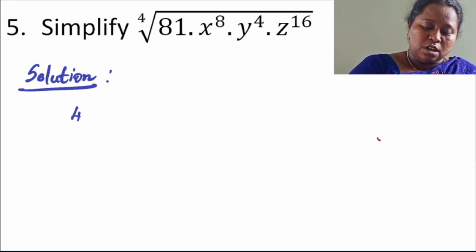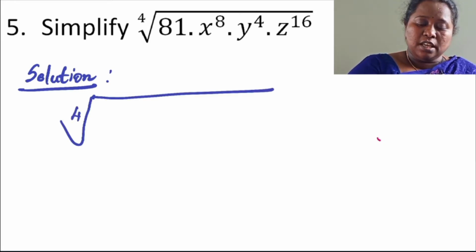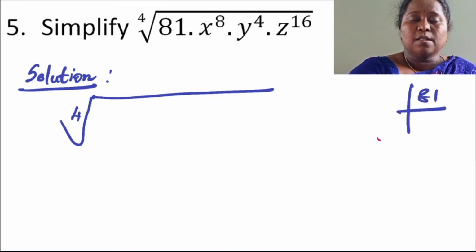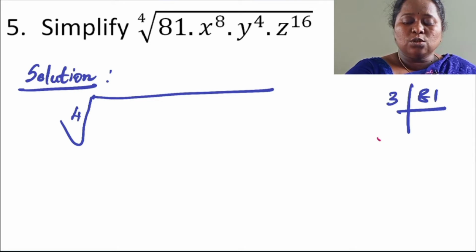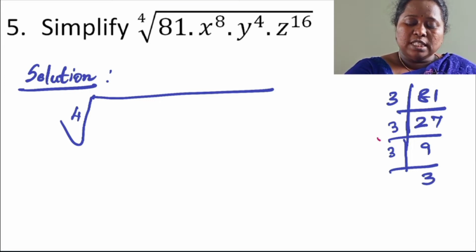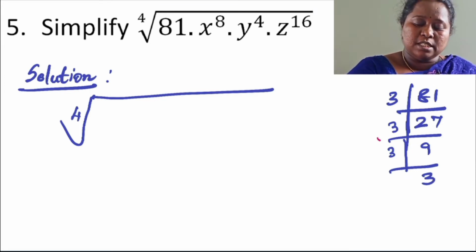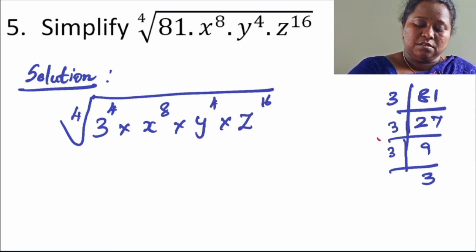Solution. The 4th root of this 81 can be expressed as follows. If you go with the third table, 3 twos are 6, the balance is 21, 7 threes are 21. Again we go with the third table, 9 threes are 27, 3 threes are 9. So this 81 can be expressed as 3 power 4 into x power 8 into y power 4 into z power 16.